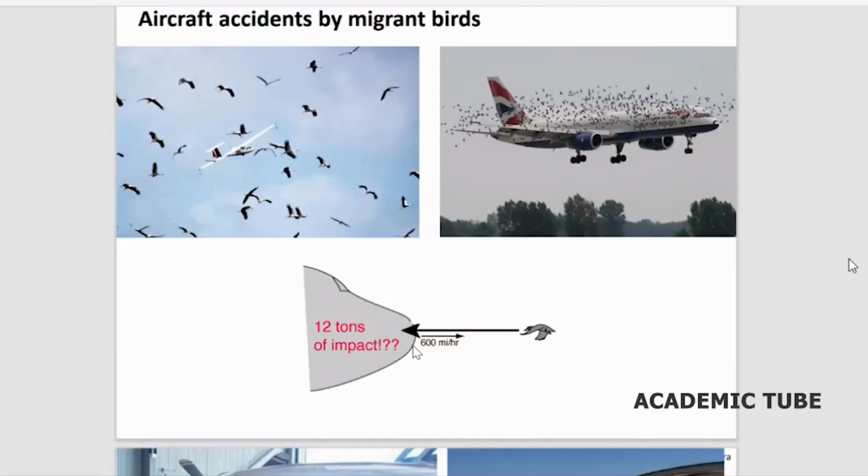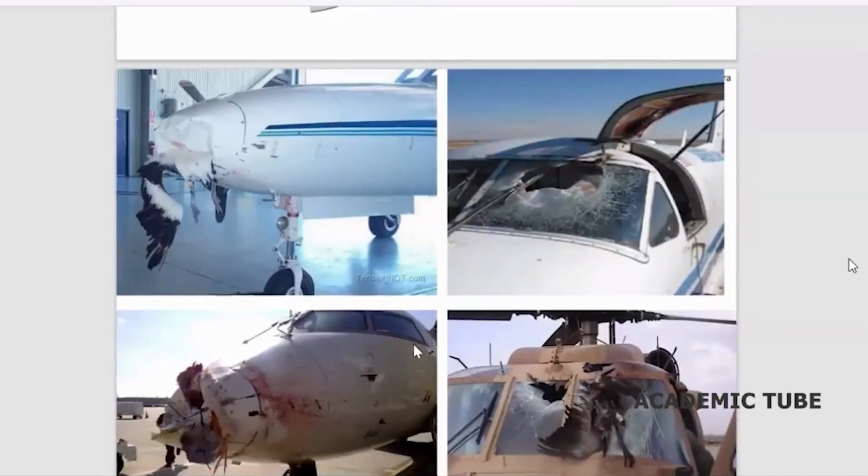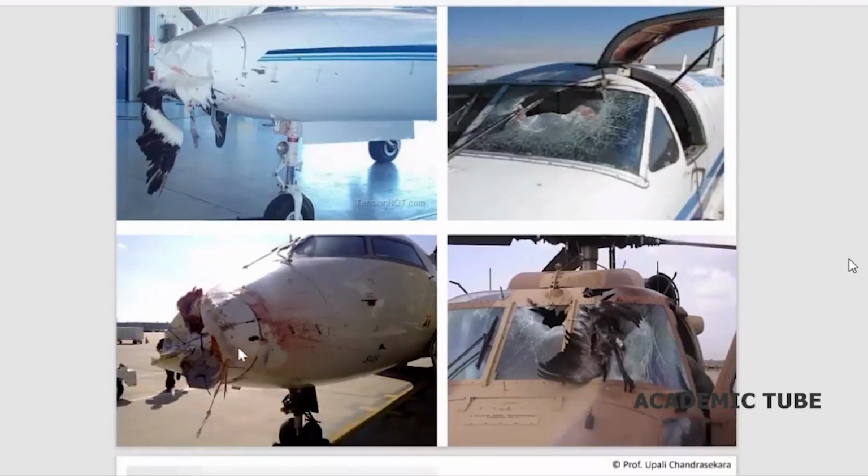Because of this, the damages done to the planes, aircrafts, are massive. You see here the snout of this aircraft has been crushed. You see the windshield of this aircraft has been damaged. You see this next photograph. Again here, a bird, right? Now this aircraft has been hit by this bird. So the nose is crushed, a helicopter, right?